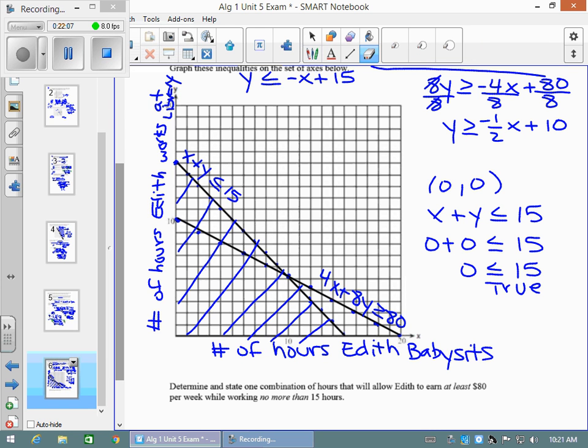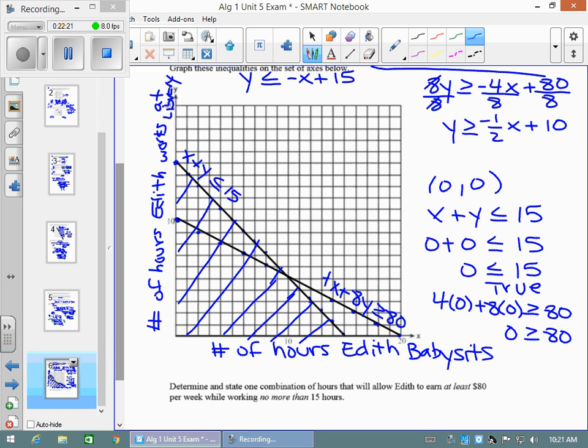So 4 times 0 plus 8 times 0 is greater than or equal to 80. Is 0 greater than or equal to 80? No, this is false. So I'm going to shade away from 0, 0. So I'm going to shade above this line. Okay, so we can see that the double shaded area is in here.